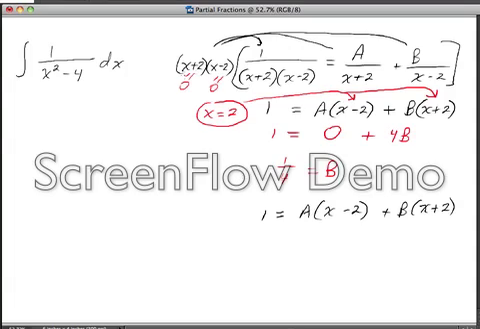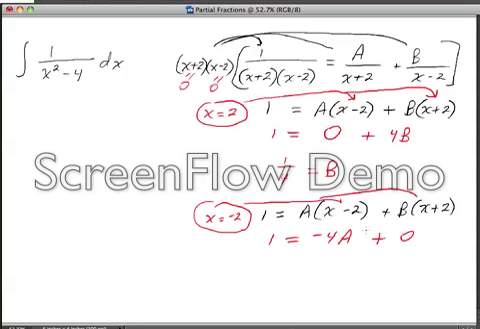What makes the first factor 0 is when x equals negative 2. So I'm going to substitute negative 2 in for both of these x's. That'll give me 1 equals negative 2 minus 2, which is negative 4, times a. And if you put a negative 2 into the second one, negative 2 plus 2 is 0 times b, which is 0. If I divide by negative 4, I'll have negative 1/4 equaling a.